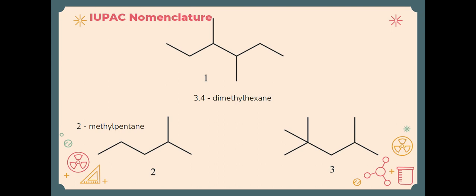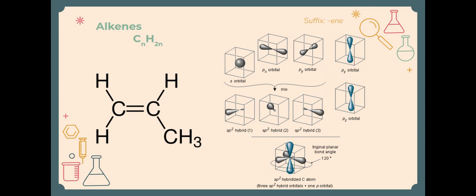Number 3 is also pentane, but we can see 3 methyl groups. This makes it a trimethylpentane. Counting the atoms, we end up with 2,2,4-trimethylpentane.